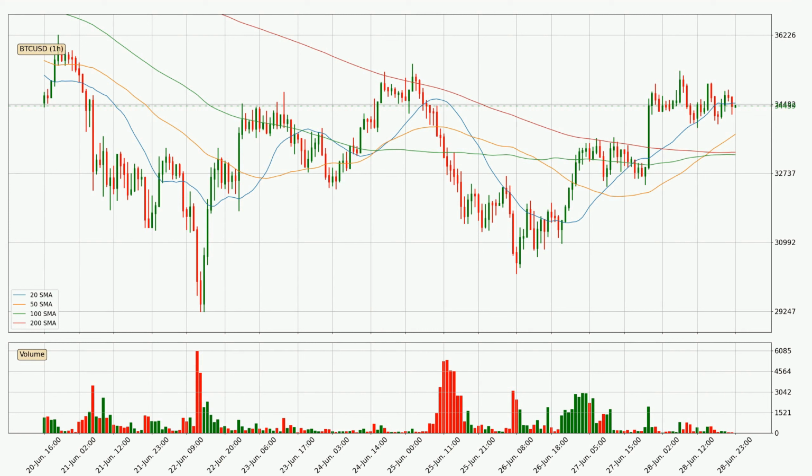If the price bounces off the 50 SMA, which is currently at 33,722, it could be seen as a support, and the 20 SMA that is at 34,507 could be seen as a resistance to the upside. Breaking either way signals a possible further move to the corresponding direction.